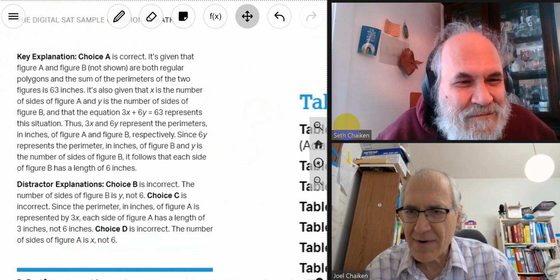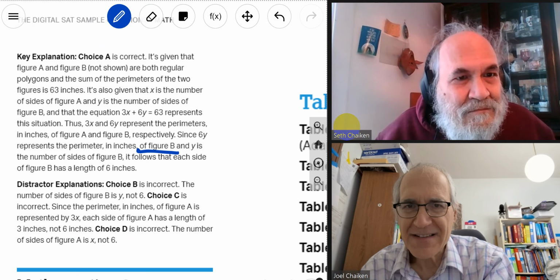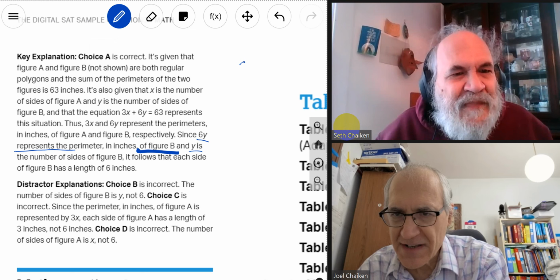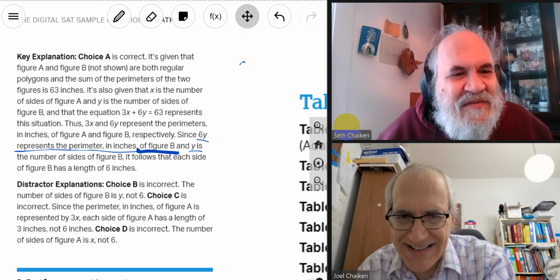Since 6y represents the perimeter in inches of figure B. Did they explicitly say that? They said that y represents the number of sides of figure B. Did they say that 6y represents the perimeter in inches of figure B? Did they say that? They didn't say that. They said that in the explanation.